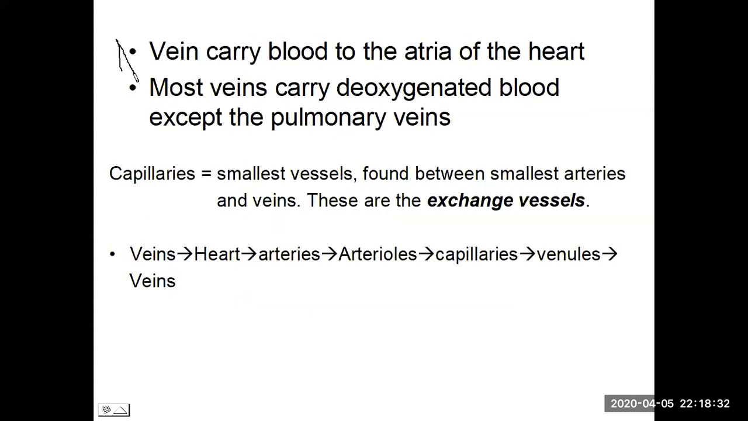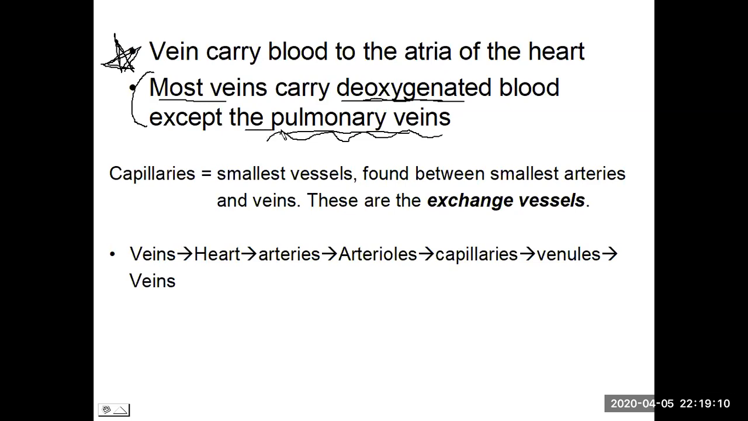Veins are carrying blood and delivering blood to the atria. And again, most of the veins in our body are carrying the deoxygenated blood. A major example, once again, is with the pulmonary circuit: the pulmonary veins. These are veins that have oxygen-rich blood fresh from the lungs. And in this case, this oxygen-rich blood of the pulmonary vein is being delivered to the left atrium.